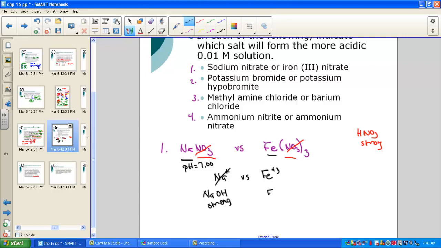However, the parent base of iron, Fe(OH)3, is not strong. For lack of a better word, we'll call it weak. So it will undergo hydrolysis, making the solution more acidic. So which one is more acidic, we're being asked? Iron nitrate.